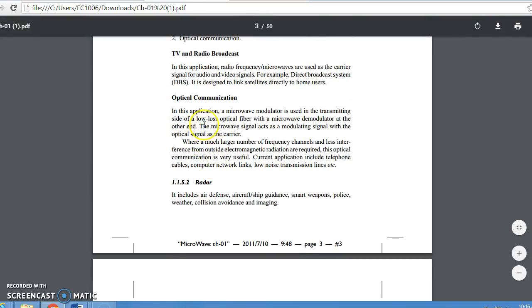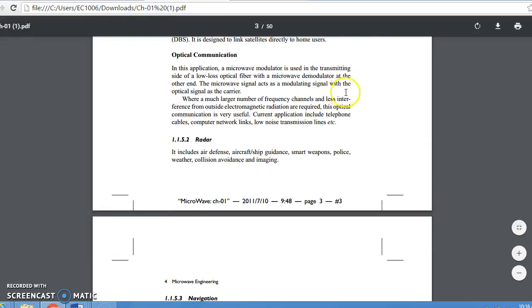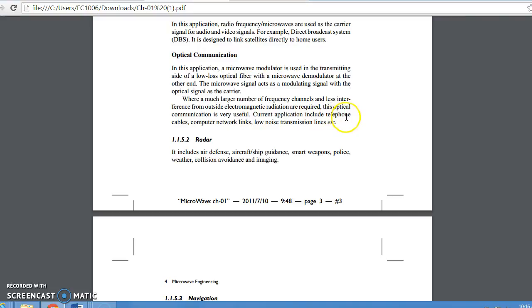Next, optical communication. In this application, a microwave modulator is used on the transmitting side of a low loss optical fiber with a microwave demodulator at the other end. This acts as a modulating signal with the optical signal as a carrier, where a much larger number of frequency channels and less interference from outside electromagnetic radiation are required. This optical communication is very useful. Current applications include telephone cables, computer network links, low noise transmission lines, etc.